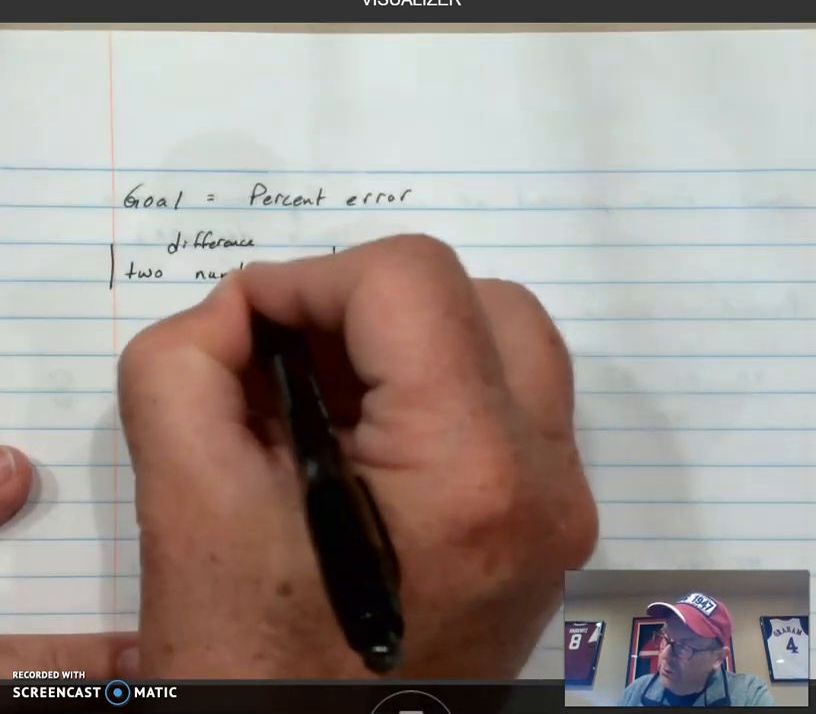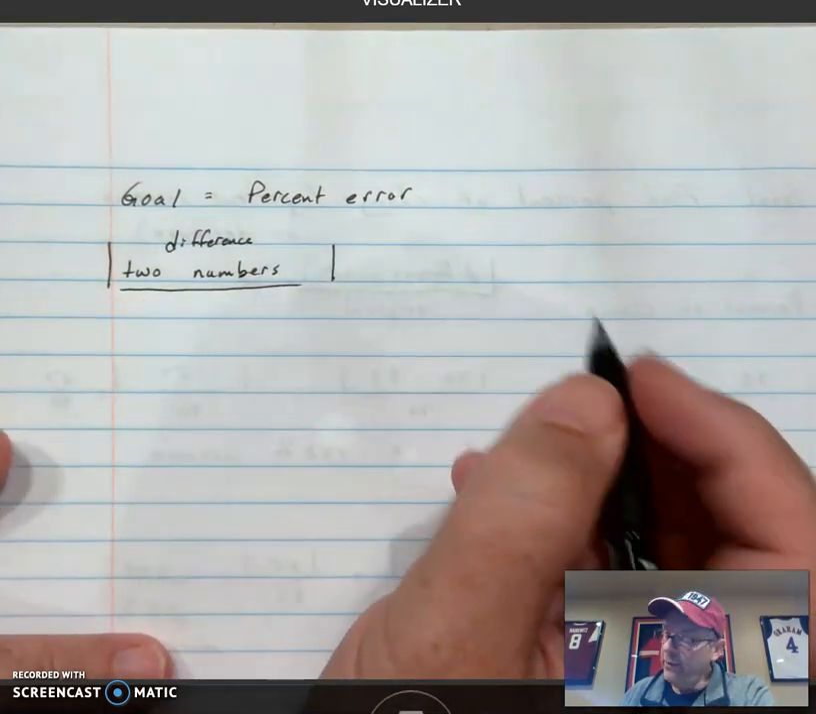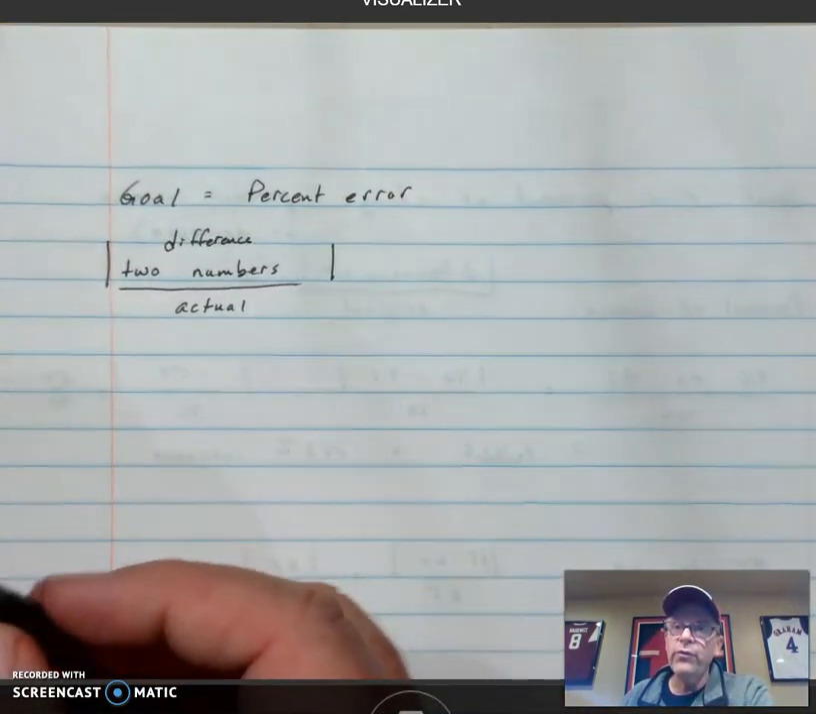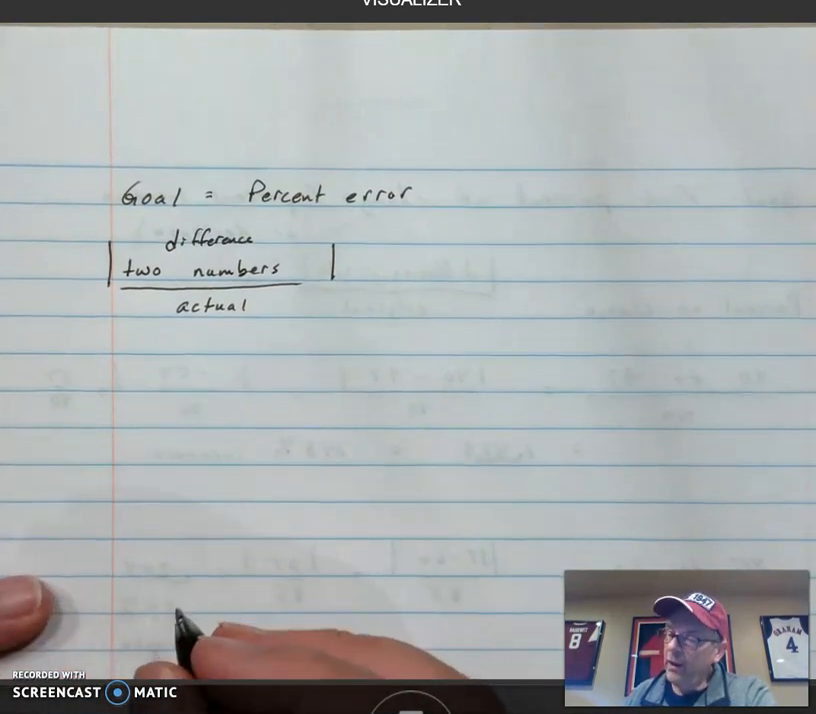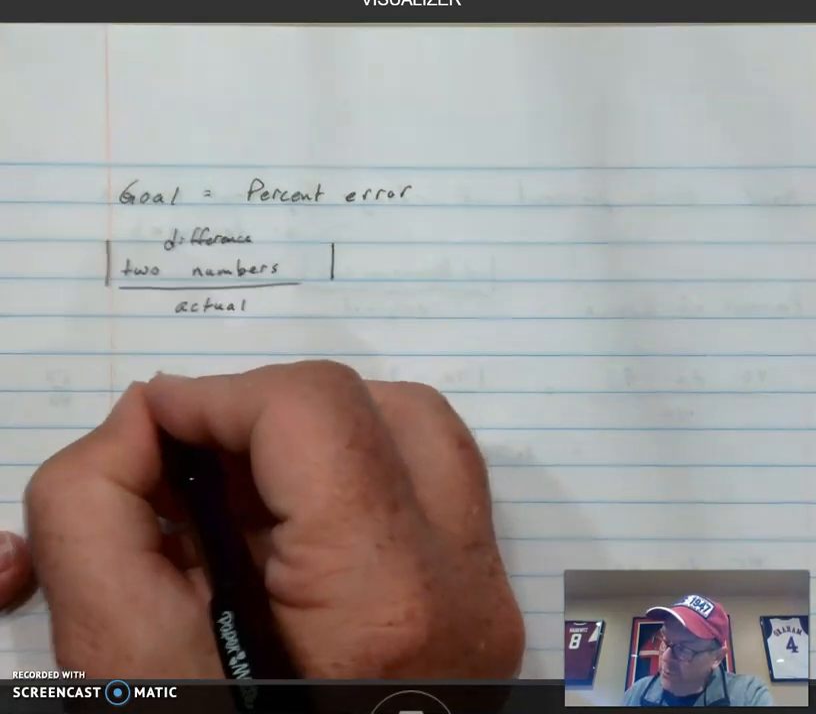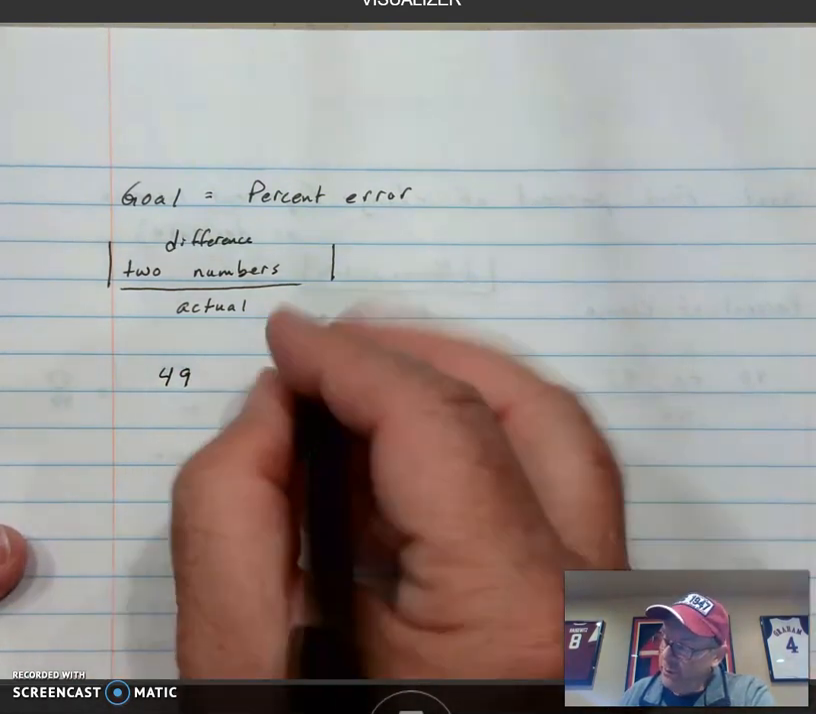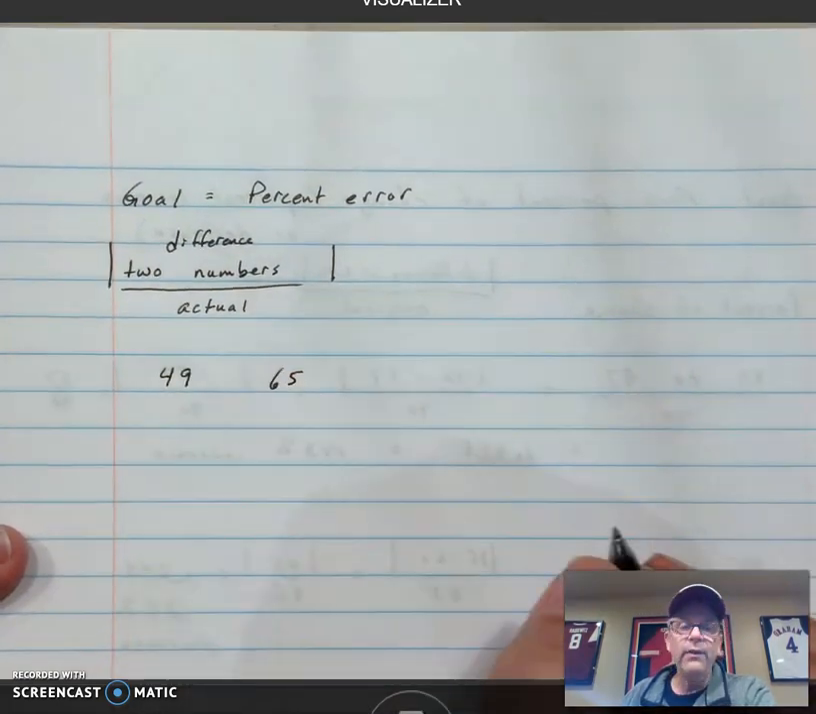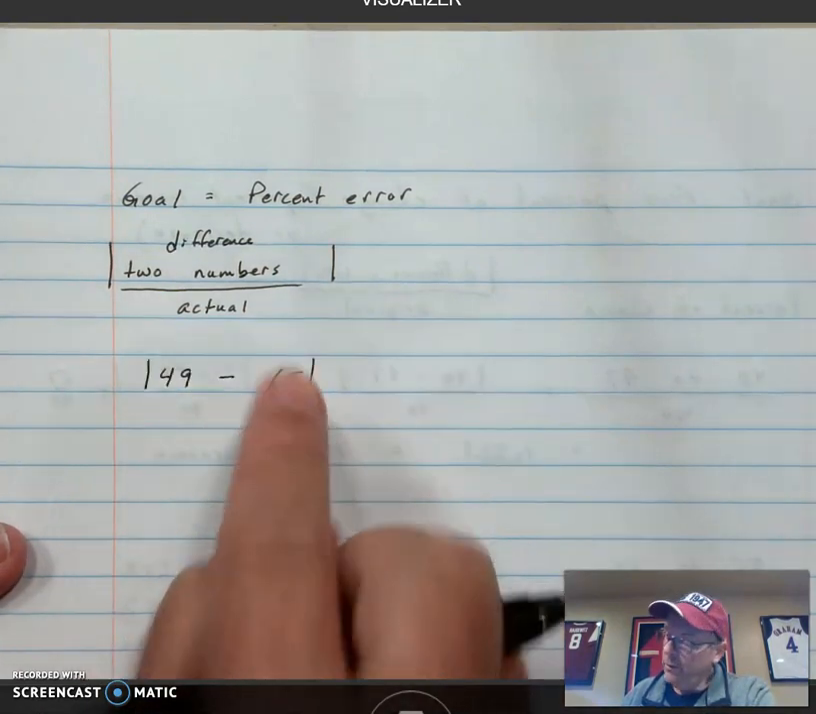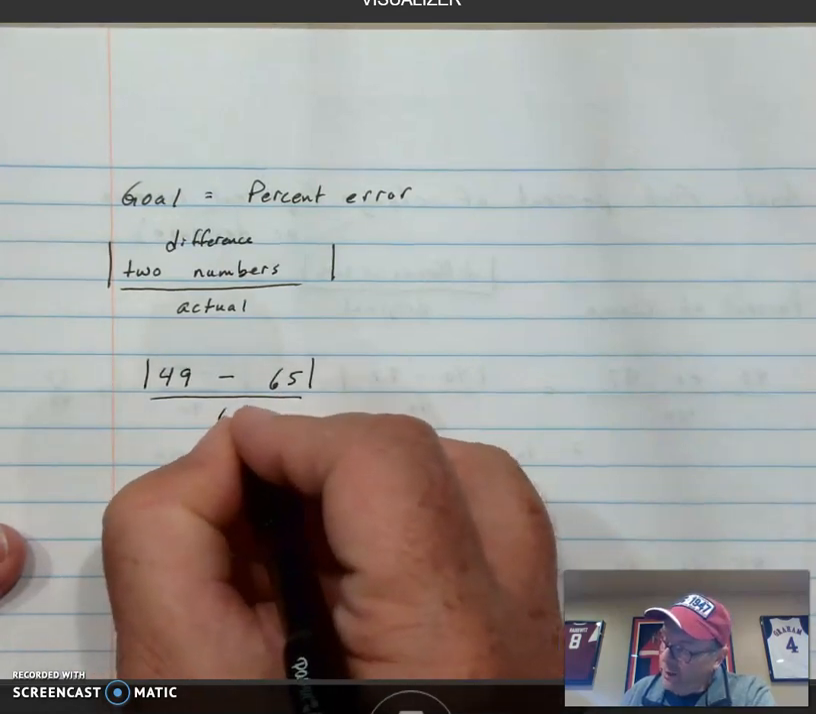So I'm going to give you two different numbers that we thought were close, and the difference on this one is we're going to divide those by the actual number. So you want to think about which one was the real number. Let's say you opened up your sock drawer and you thought that there would be 49 socks in the drawer. But it turns out that there were actually 65 socks in the drawer. So our percent of error is the difference in the two over the actual, and in this case the actual number of socks was 65.